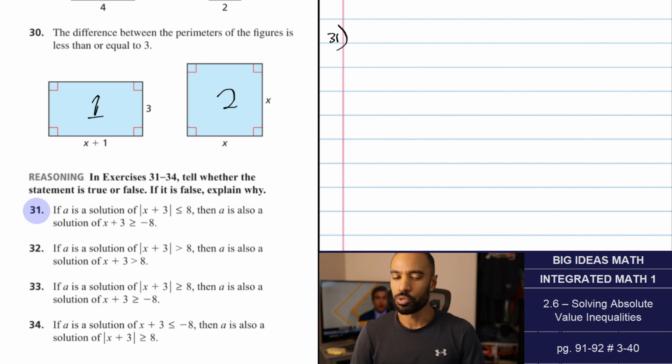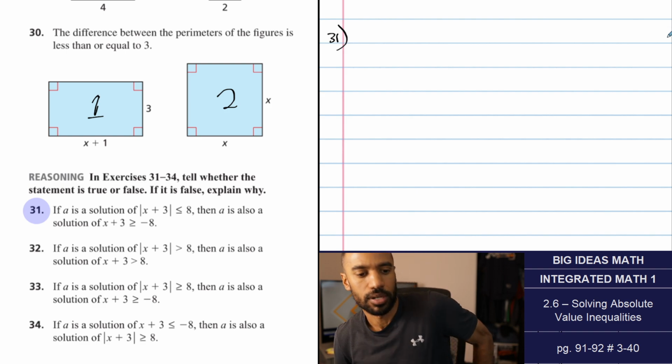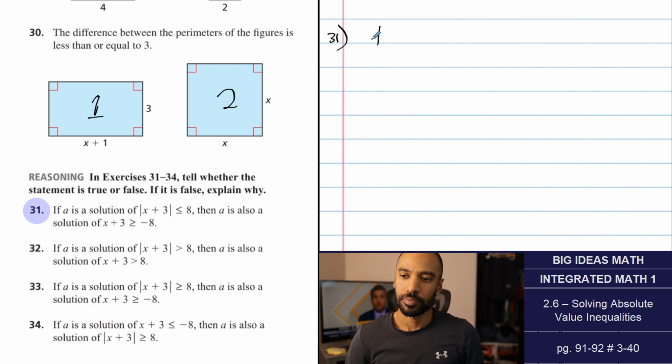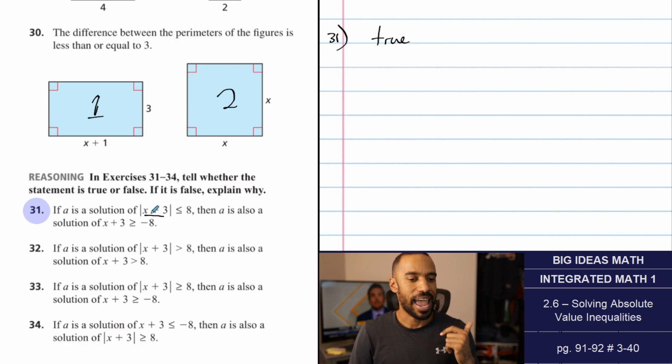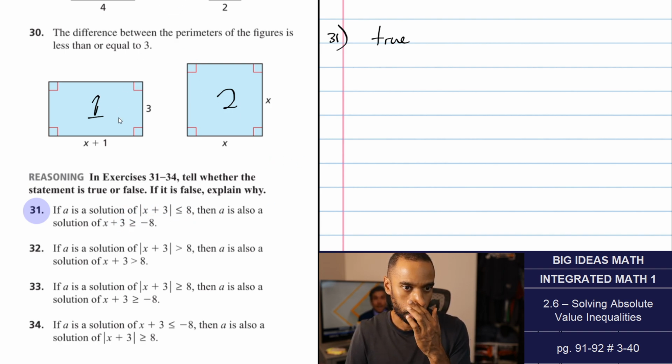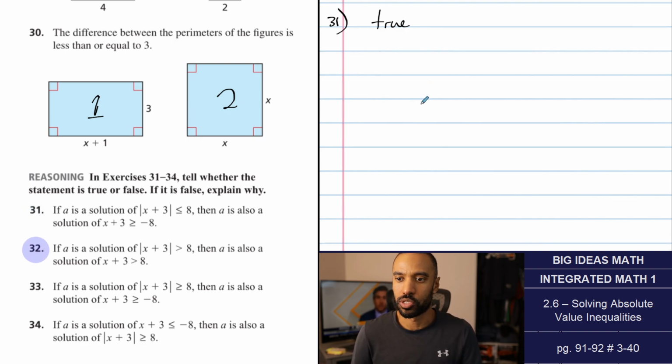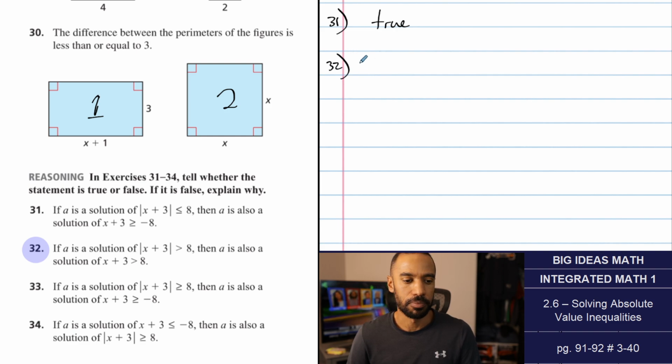If A is a solution of absolute value of x plus 3 is less than or equal to 8, then A is also a solution of x plus 3 is greater than or equal to negative 8. This is true. They don't ask us to explain why, so I'm not really going to write anything. But remember, when you have this set, you say the inside is less than or equal to 8 and greater than or equal to negative 8. That's another part of what we actually write. So yes, whatever we solve for one, we're extending to solve for the other.